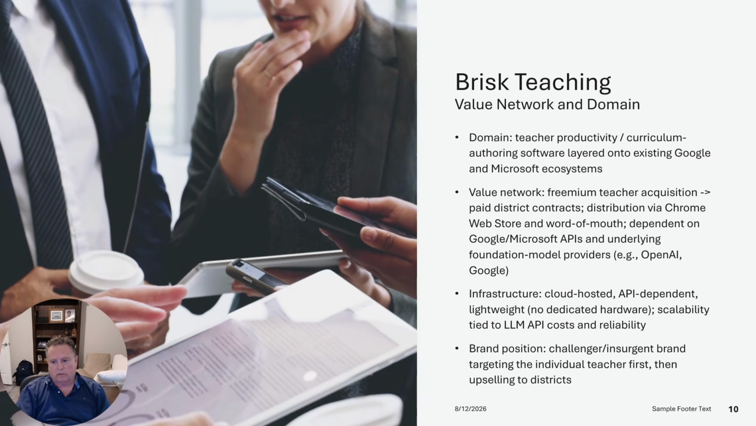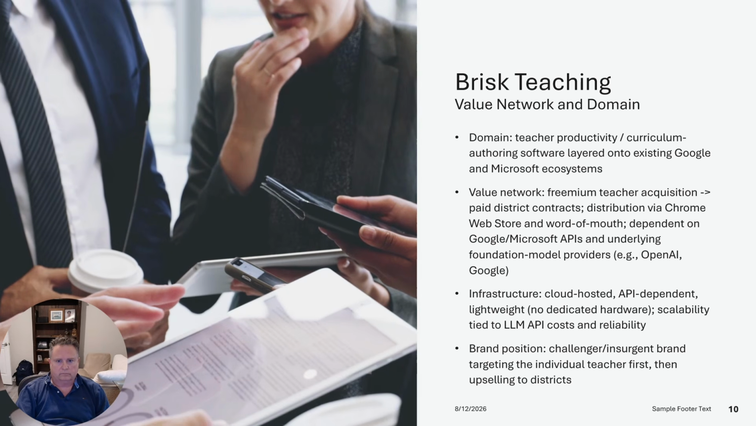The infrastructure is largely cloud hosted, API dependent, lightweight, with no dedicated hardware, and scalability is tied to large language model API costs and reliability. The brand position is the challenger and insurgent brand, targeting the individual teacher first, then upselling to districts.